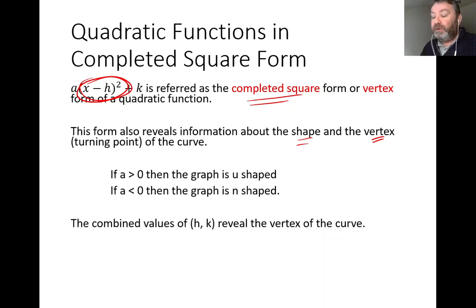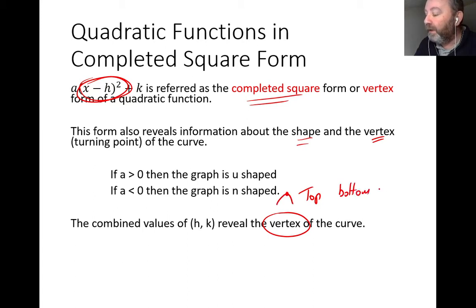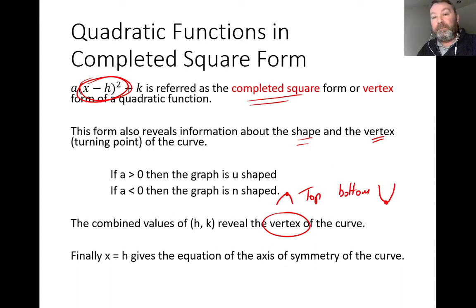The combined values of h and k, as I said in the previous slide, will reveal the vertex. Now, the vertex is nothing more than the top or the bottom, depending on whether it's U-shaped or N-shaped. If it's N-shaped, it's the top point. If it's U-shaped, it's the bottom point, but that's the vertex we talk about. And finally, x equals h. If you take that value of h and set it equal to x, then we get the axis of symmetry. The best way to do that is to take out that (x minus h), set it equal to 0, and solve it. And when we do that, that is the axis of symmetry that falls out.